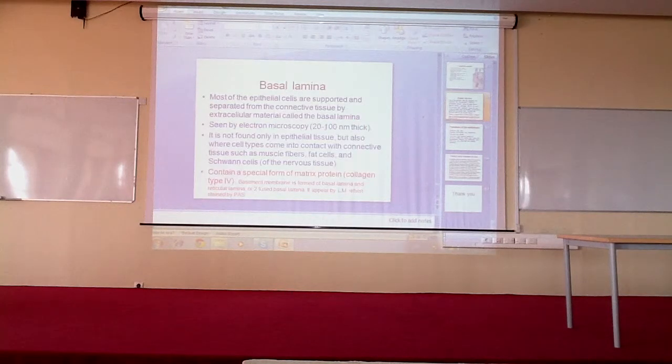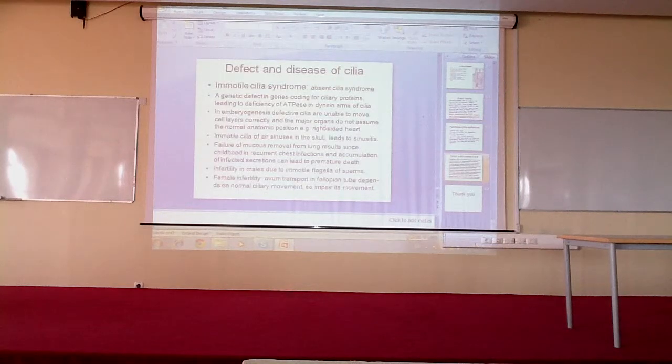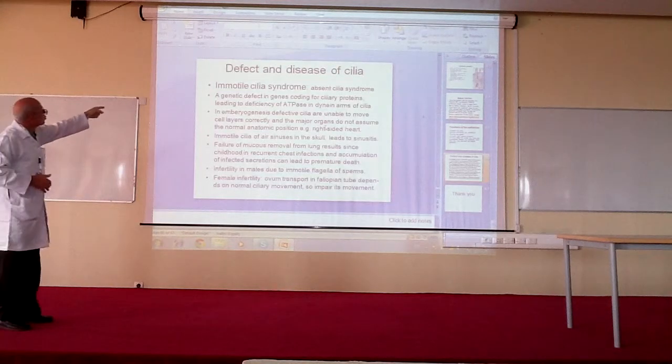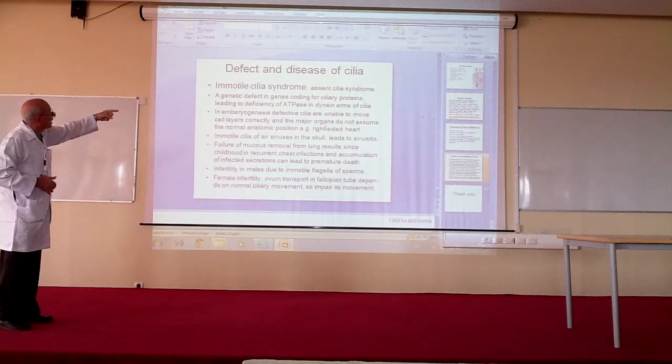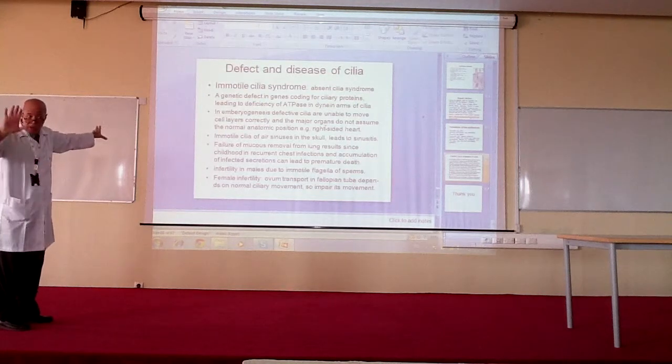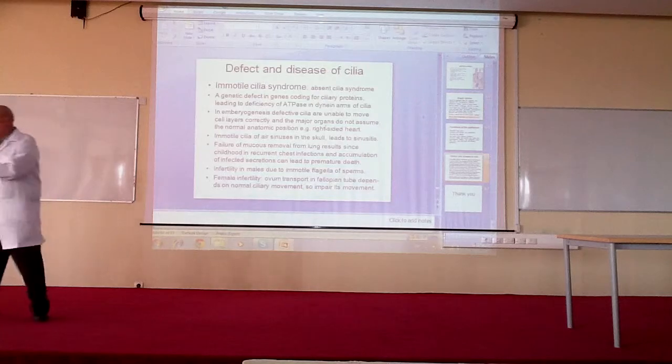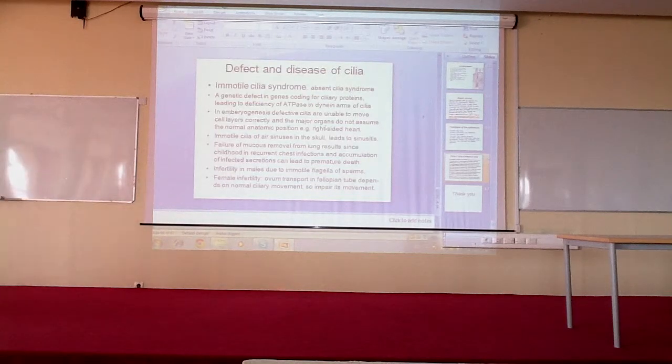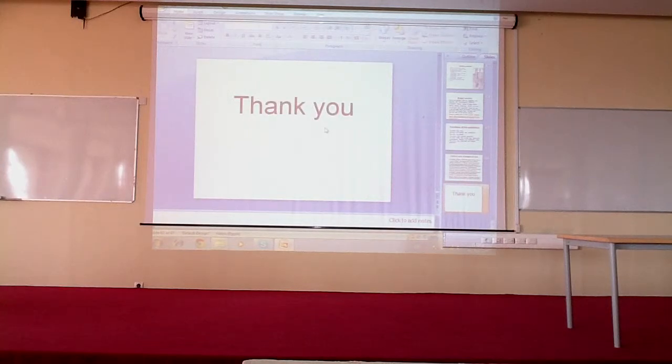No, leave it to connective tissue. Leave it to connective tissue. Defect and disease of cilia. I mentioned this. Immotile cilia syndrome, which is called Kartagener syndrome. Right or wrong? Yes. I mentioned this, so I don't have to repeat it. Thank you for epithelium. Now to connective tissue.